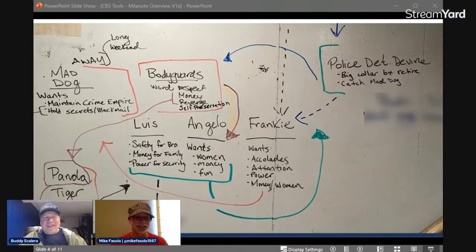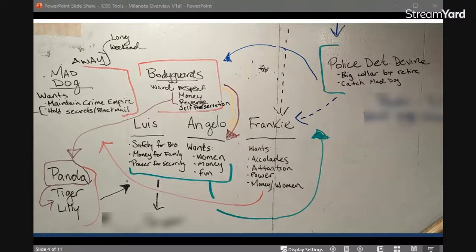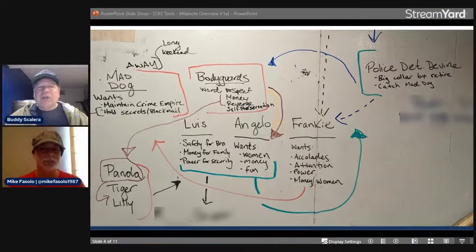So what I want to note here is that I was mapping this story, and you're going to just put a mental note of this. I had a bodyguard, I had three characters, Louis, Angelo, and Frankie. I had a police detective. I had a big bad boss level villain called Mad Dog, and then Panda and Tiger. Let's see, I'll take us off the screen. Tiger and Lily. And then what I was doing was trying to figure out, of these characters in this crime caper, what were their personality traits? So as I'm working, I'm running out of space. I blurred a few things because there were a couple things I don't even want to reveal at this point.